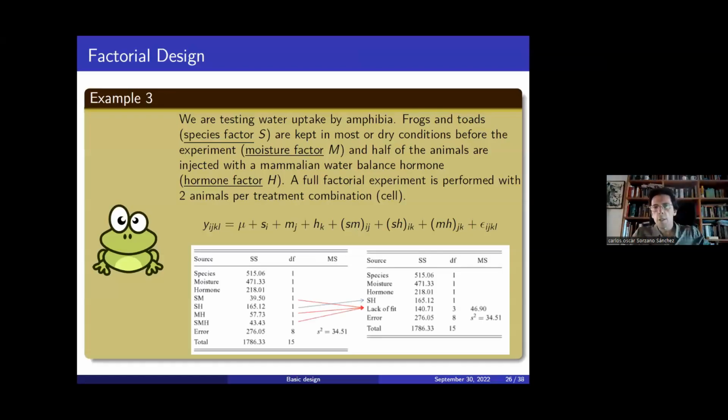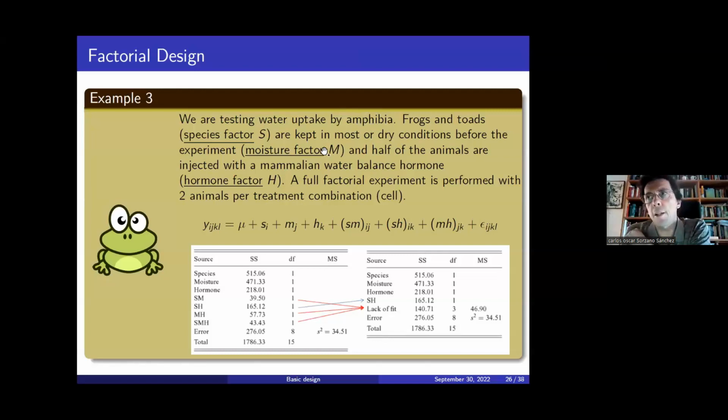Let's see an example. Let's say that you are interested in testing the water uptake by amphibia. You have two species of amphibia, let's call them frogs and toads. And you want to see if these amphibia, when you inject them with a mammalian water balance hormone, which is a very different source of the hormone, respond. We are injecting something from mammals, and amphibia and mammals are relatively far evolutionarily. So let's see if this hormone has an effect on amphibia.